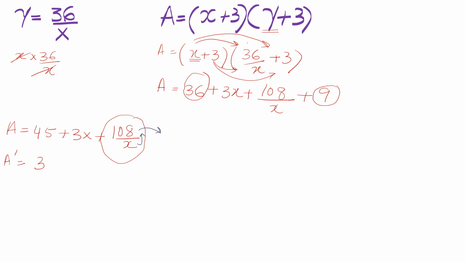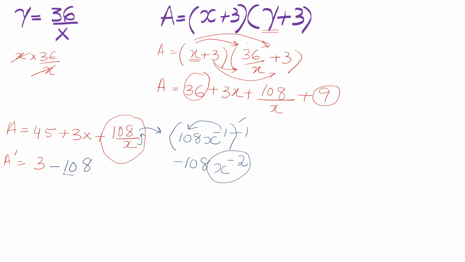First of all, you have to bring the x to the top. It means it becomes 108 x to the power negative 1. Now take the derivative. How do we take the derivative? We multiply 108 by negative 1, so we will get negative 108 x to the power... From the power, we always subtract 1, so it gives you negative 2. Now here, you will write negative 108. x has a negative power, so write it down in the denominator to make it positive.